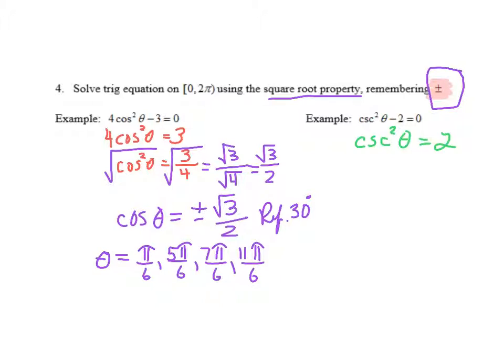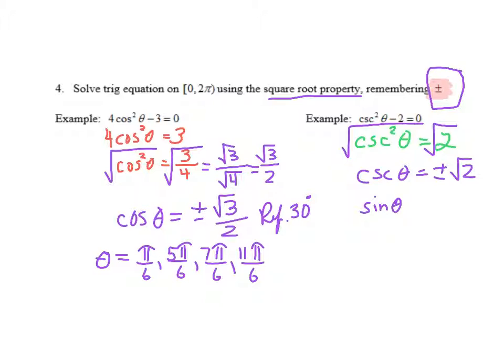Now this next one's simple too, but it illustrates what you're going to do when you have reciprocals. Remember, cosecant squared is the reciprocal of sine. So before you worry about that, you take your square root of both sides, and so your cosecant of theta equals plus or minus square root of 2. And we can't deal with cosecant of theta, so we're going to take the reciprocal of both sides. So the reciprocal of cosecant of theta is the sine of theta.